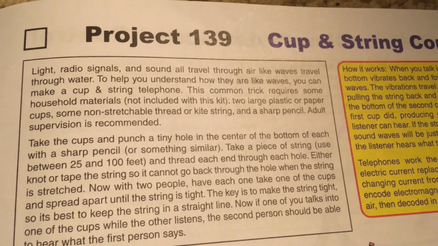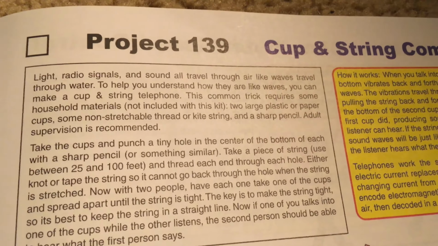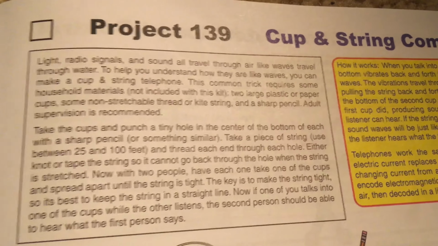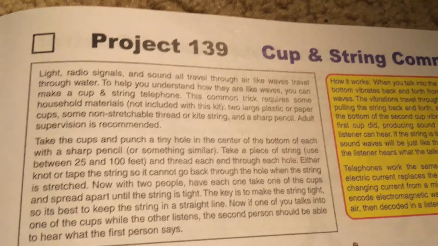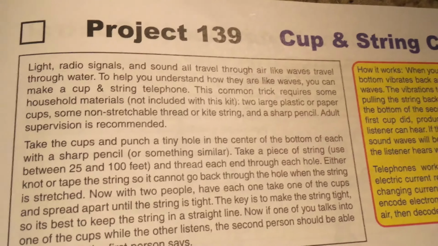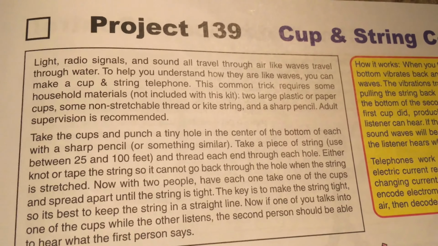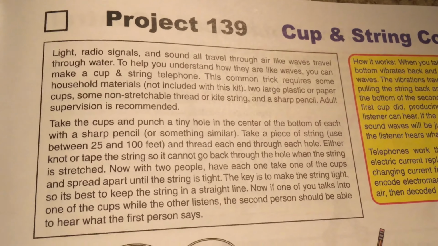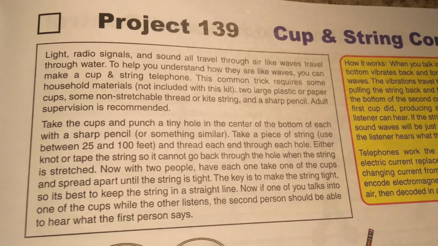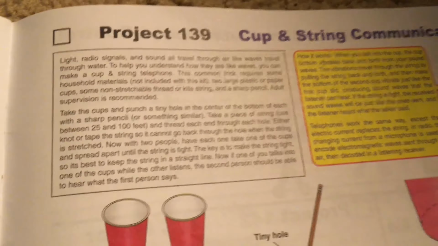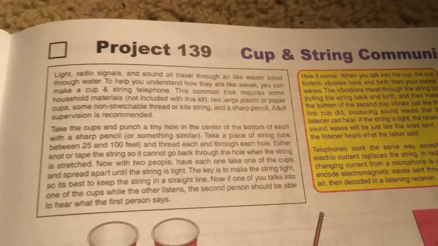Light, radio signals, and sound all travel through air like waves travel through water. And to understand this principle better, you can make a telephone from a cup and string. This trick requires some household materials. They're not included. And the best string to use, by the way, is non-stretchable thread or kite string. Make sure you have a sharp pencil as well, and adult supervision is recommended for this.